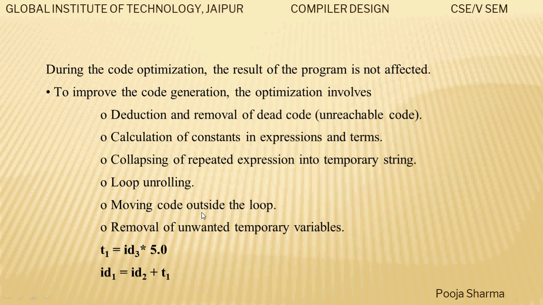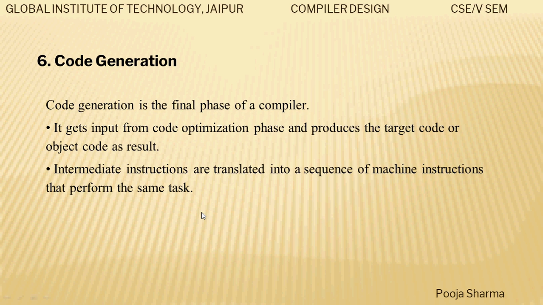To improve the code generation, the optimization involves detection and removal of dead code, that is, unreachable code, calculation of constants in expressions and terms, collapsing of repeated expressions into a temporary variable, loop unrolling, moving code outside the loop, and removal of unwanted temporary variables. By performing these steps, we improve the code generation. Next, this is an example.